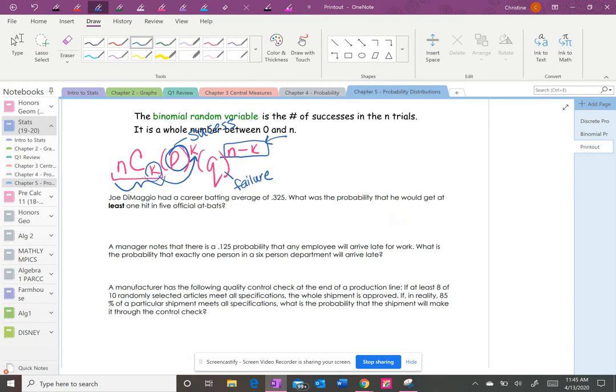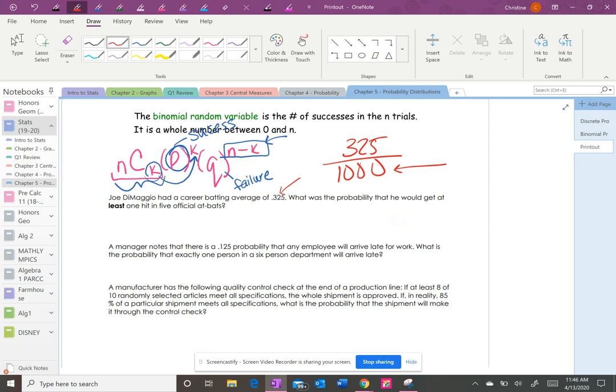It says Joe DiMaggio, Yankee great, had a career batting average of .325. Okay? That's just an average. That's a probability. So if he went, what's this, 325 thousandths, so 325 out of 1,000. That's what this is saying. The probability that he went to bat 1,000 times, the probability he would get a hit is 325. Okay? Either way, it could be a decimal or a fraction.